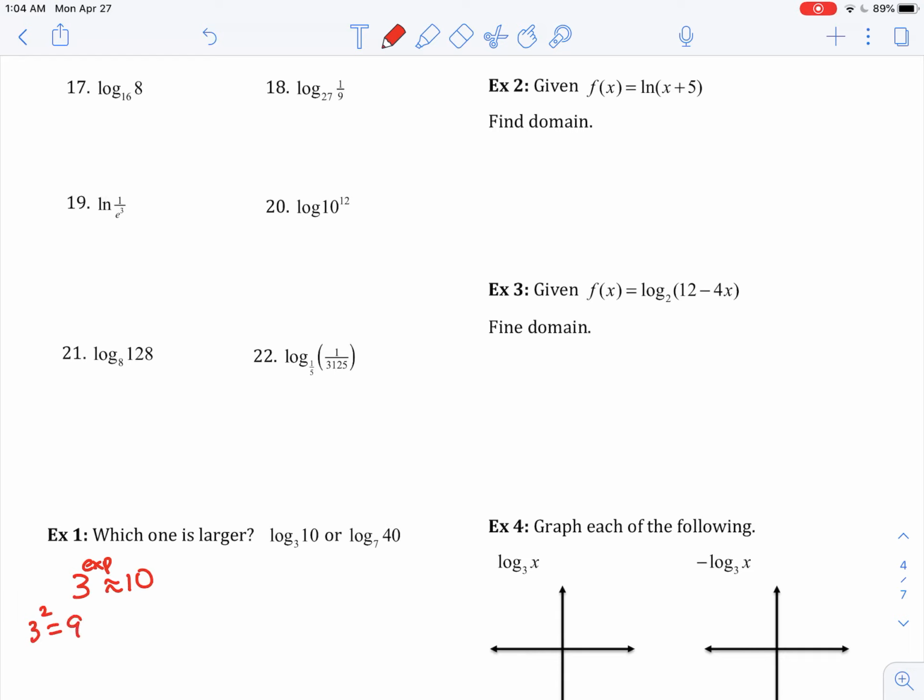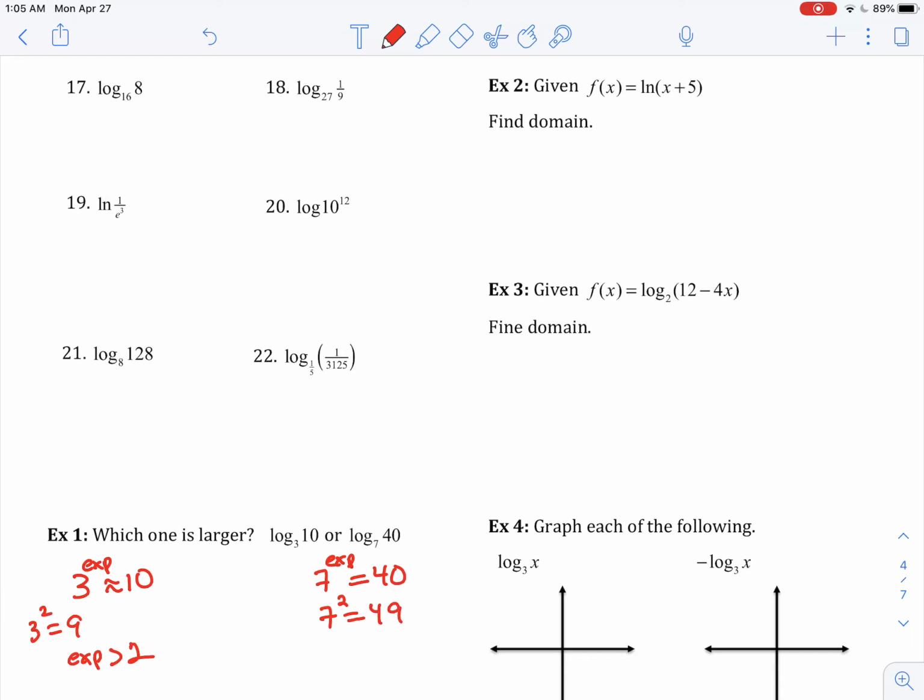Well, we know that 3 squared would give us 9. So that means that our exponent would have to be a little bit bigger than 2, because 3 cubed would be 27, and that's pretty far away. So just a little bit bigger than 2, where the log of 40 base 7 is asking us, if you take a base of 7, what exponent do you have to raise it to get 40?